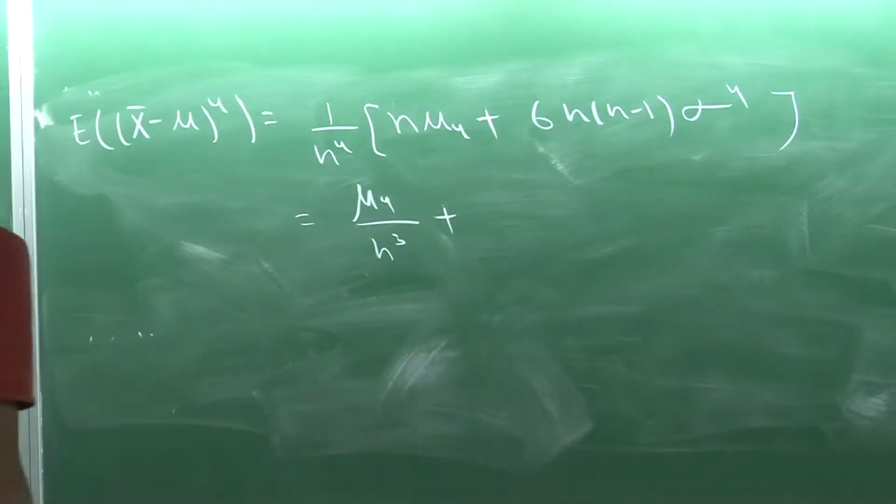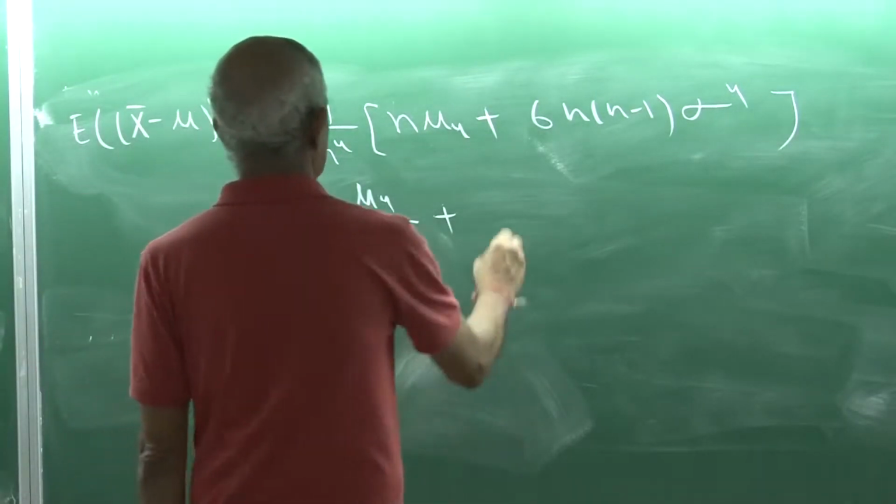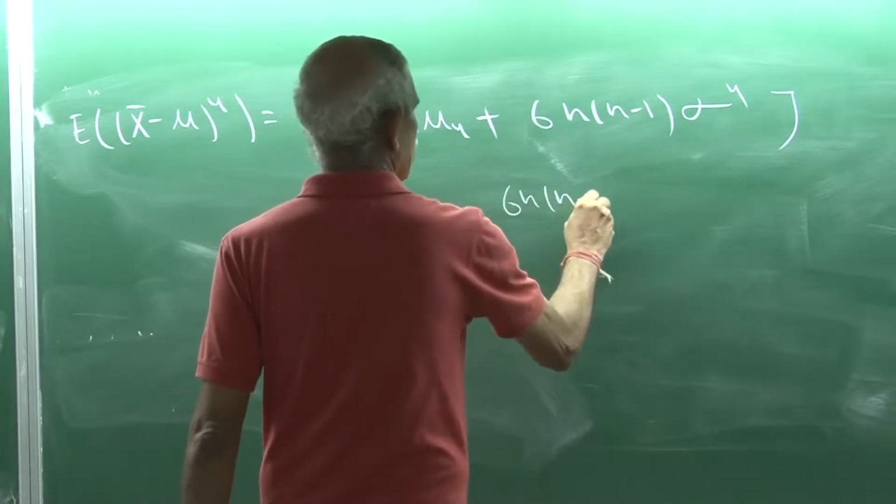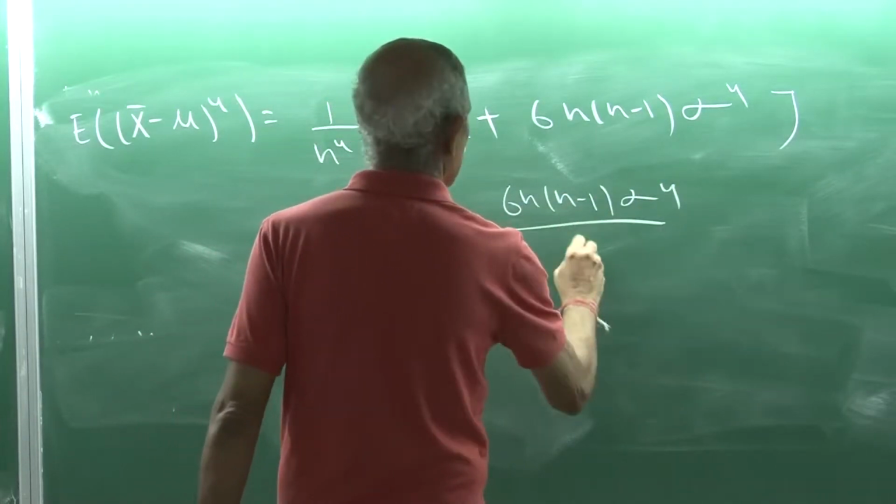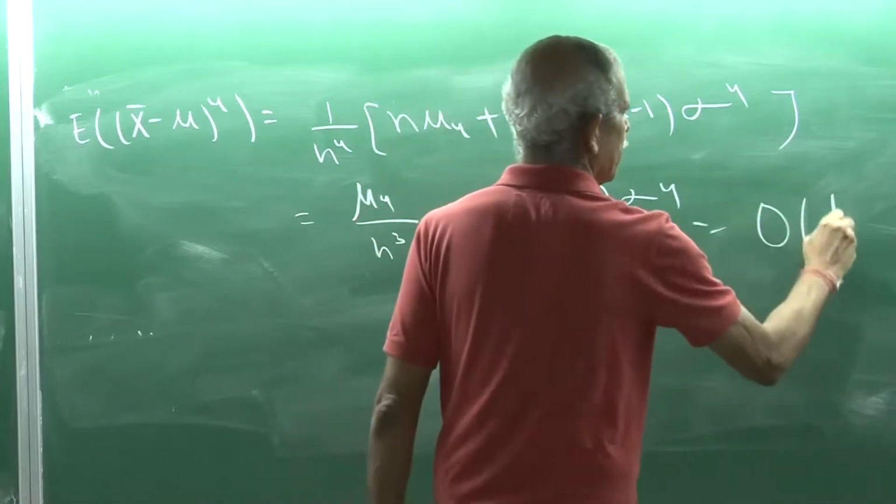So this is what you get, which is nothing but mu 4 upon n cube plus 6n into (n minus 1) sigma to the power 4 by n to the power 4, which is big O of 1 upon n square.